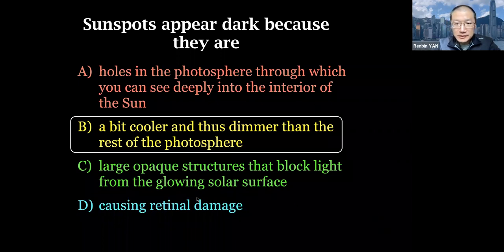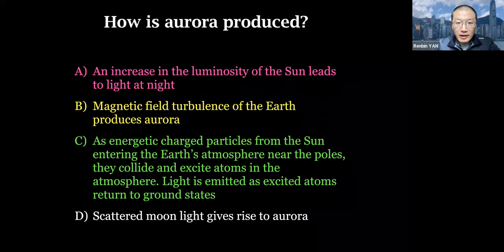Next question. How is aurora produced? Is it an increase in the luminosity of the sun that leads to light at night, or is it magnetic field turbulence, or energetic particles colliding with things in the atmosphere?